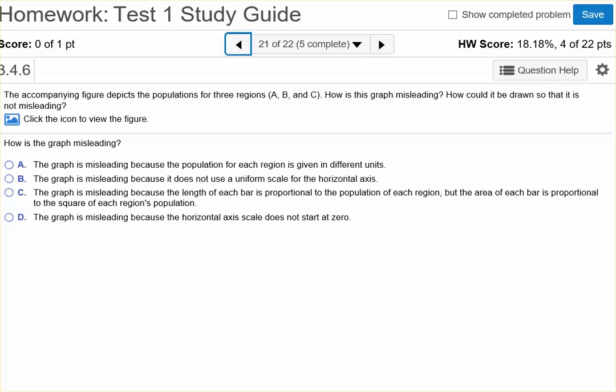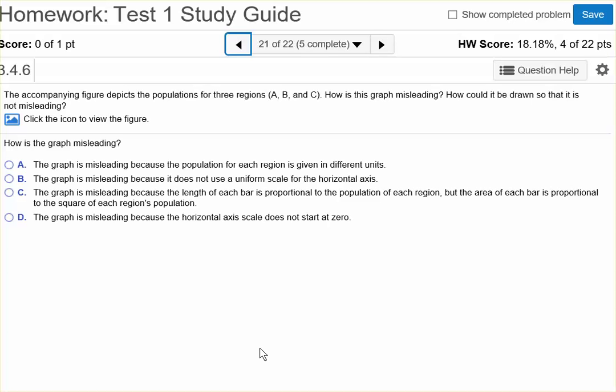Hi there. Let's wrap up Chapter 3 with two more problems. And these are from Section 3.4, which is called A Few Cautions About Graphics. When you're looking at graphs, you do want to be careful.